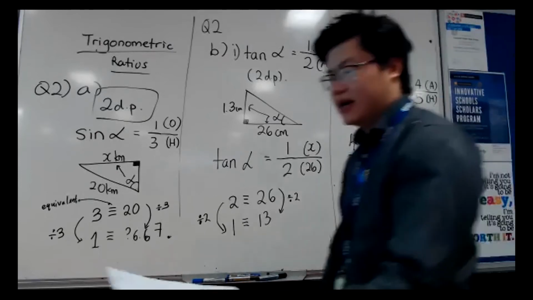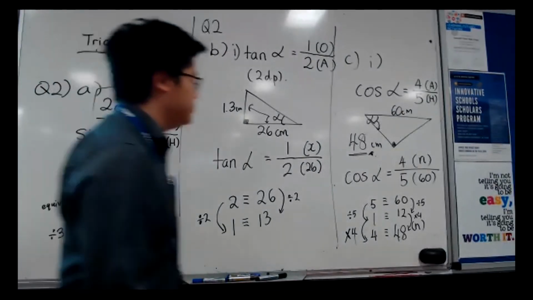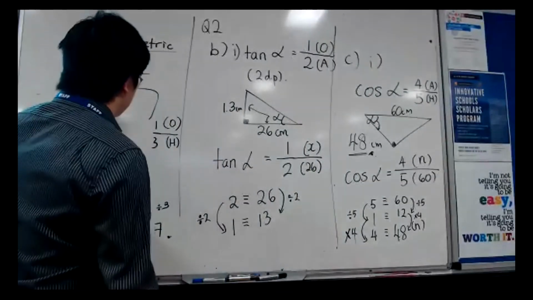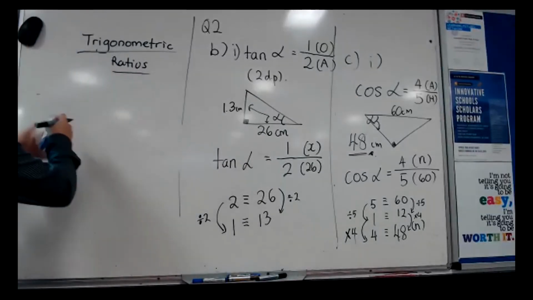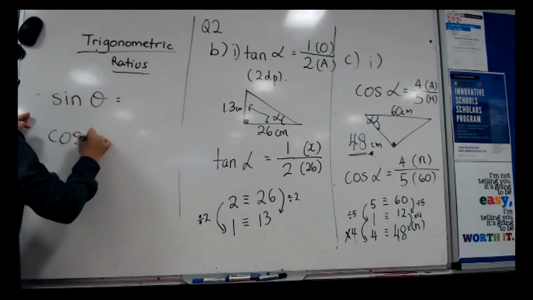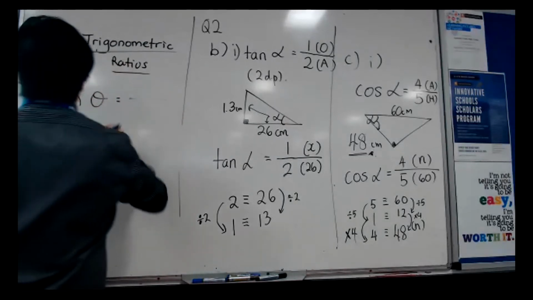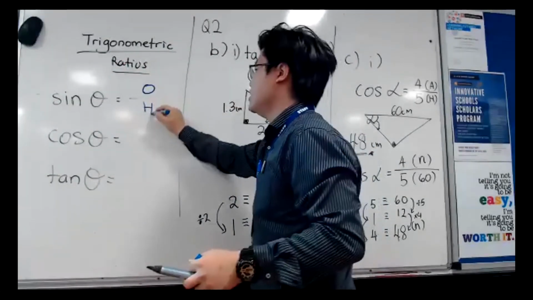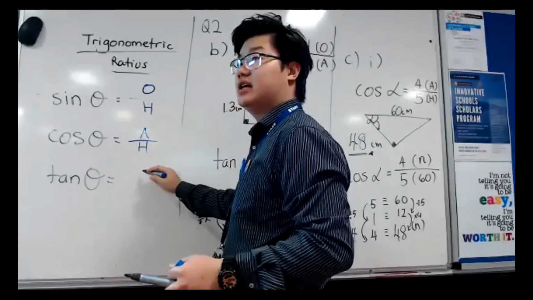Those are the examples that I have given you, and I do believe that they will be enough. Now, just to do a quick recap. All you need to know for today's lesson is your 3 trig ratios: sine, cos, and tangent. Remember them. Sine is opposite over hypotenuse. Cos is adjacent over hypotenuse. Tangent is opposite over adjacent.